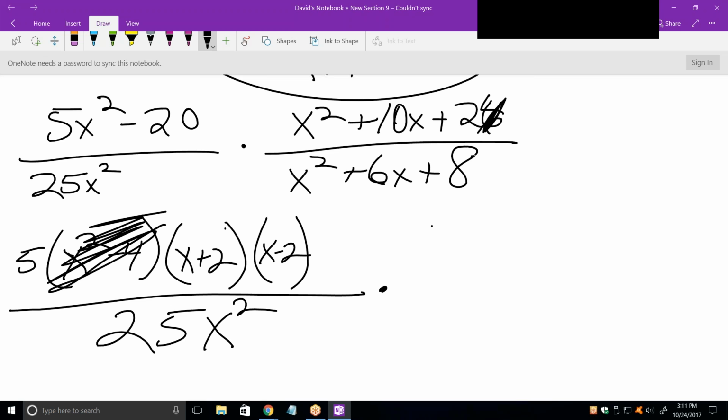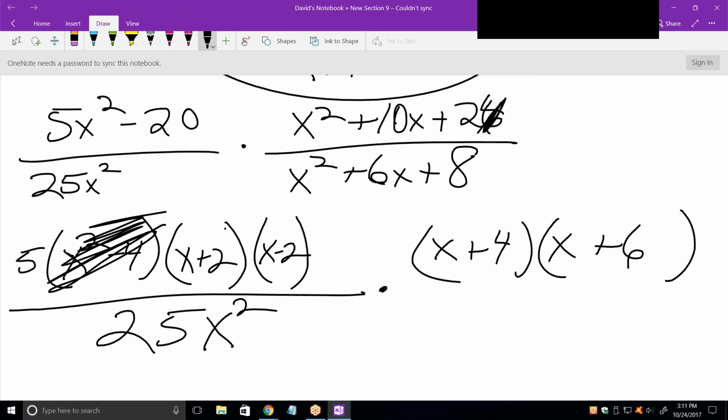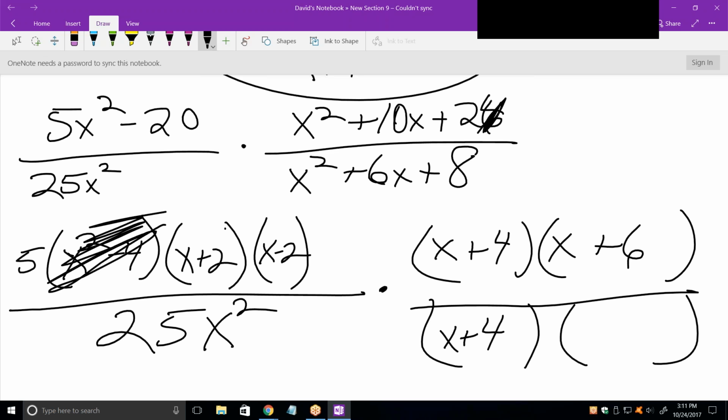Factor the upper right. So would it be x plus 4, x plus 6? Factor the lower right. And then x plus 4, x plus 2? Now cancel wherever you can. X plus 2, x plus 4.